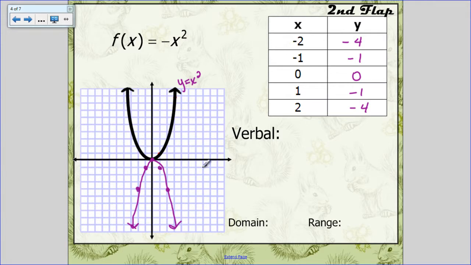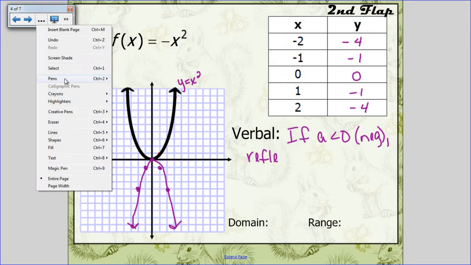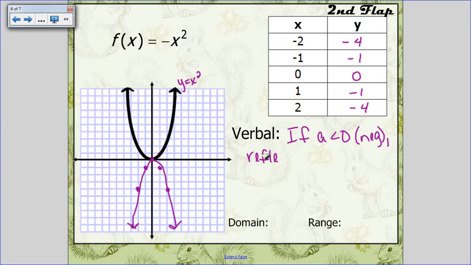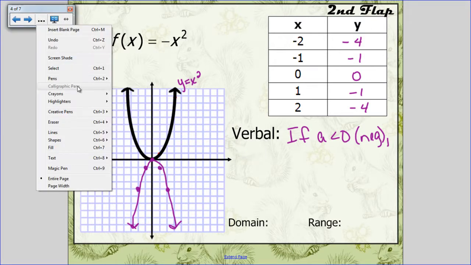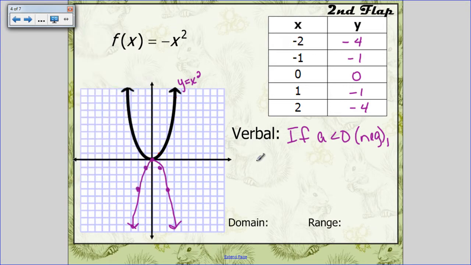If you were to graph them on your calculator, you would see that nothing happened. It didn't get wider or smaller. What happened is it got reflected. So if A is a number less than 0, so it's negative, if there is a negative in front of your A value, then what it does is it reflects the parabola. I'm going to change my wording here so it matches the others. Whenever A is a number less than 0, then the parabola is reflected over the x-axis.